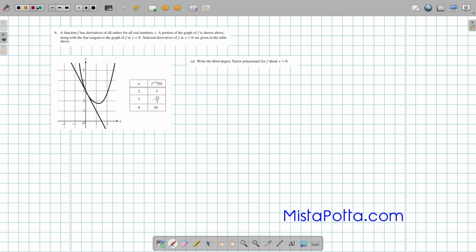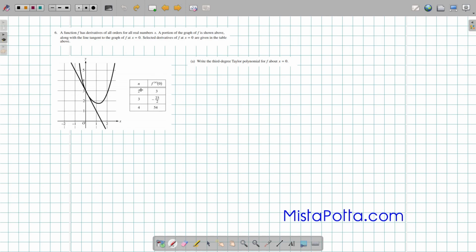All right, moving on to 6, our Taylor and Maclaurin series problem. It says a function f has derivatives of all orders for all real numbers x. A portion of the graph of f is shown above, along with the line tangent to the graph at x equals 0. Selected derivatives of f at x equals 0 are given in the table above.